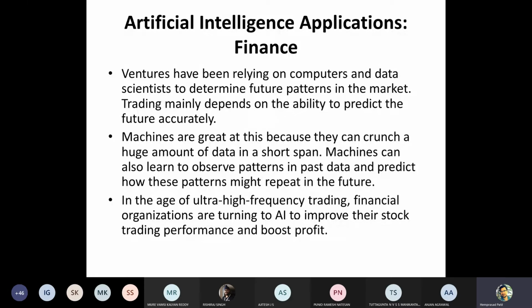So machines are great at this because they can crunch a huge amount of data, find patterns in the past data and predict how these patterns will continue, in the age of ultra high frequency trading, to improve their stock trading performance and boost profit. But day by day, they are improving their system.